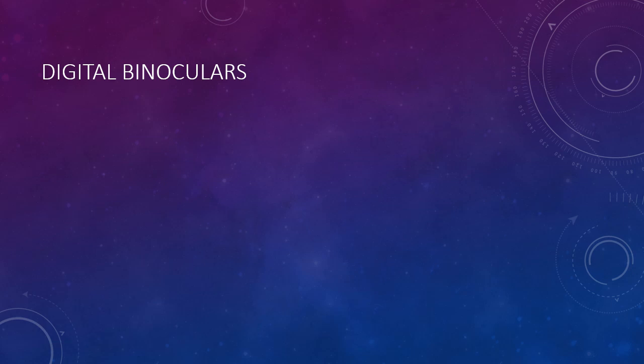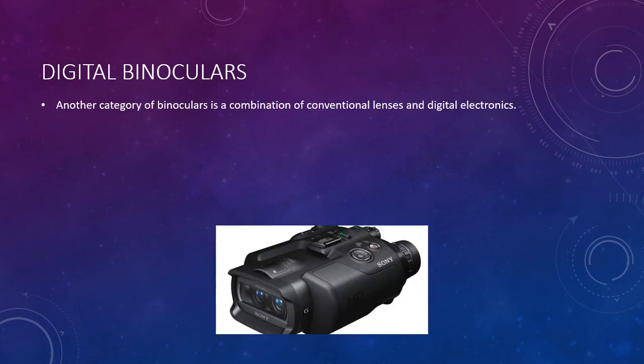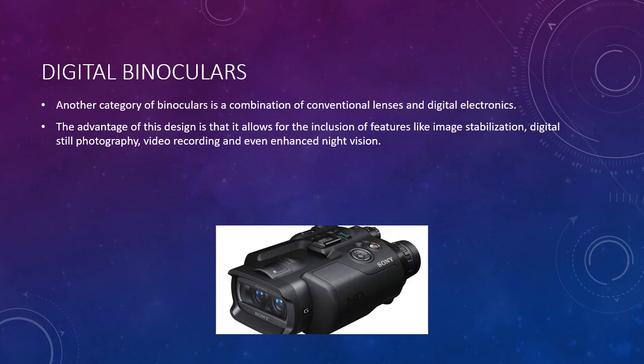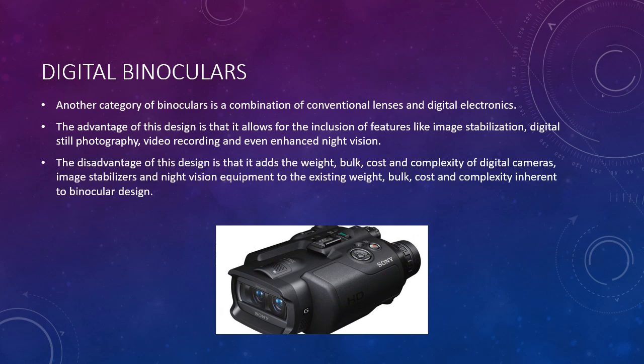Digital binoculars. Another category of binoculars is a combination of conventional lenses and digital electronics. The advantage of this design is that it allows for the inclusion of features like image stabilization, digital and still photography, video recording, and even enhanced night vision. The disadvantage of this design is it adds the weight, bulk, cost, and complexity of digital cameras, image stabilizers, and night vision equipment to the existing weight, bulk, cost, and complexity inherent to binocular design.